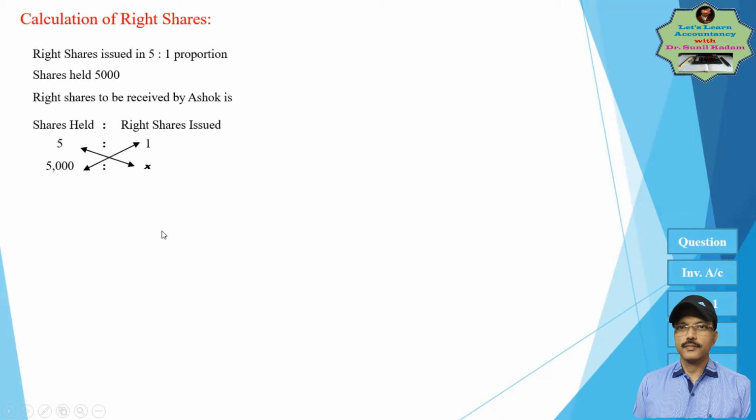Cross multiplication, then we will do 5,000 into 1 upon 5. Therefore, equals 5,000 into 1 upon 5. The answer is 1,000. He will get 1,000 right shares. But out of this 1,000, whatever he is going to get as a right share, what does the question say?